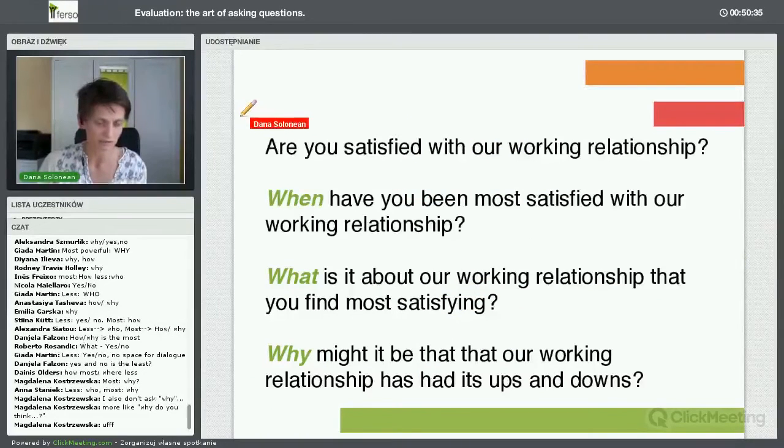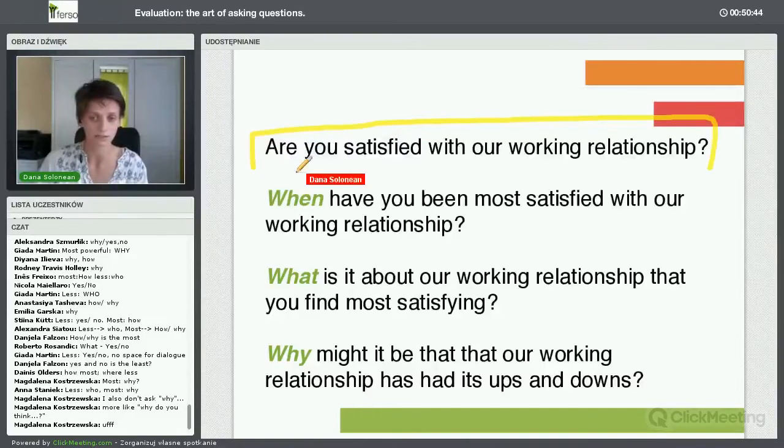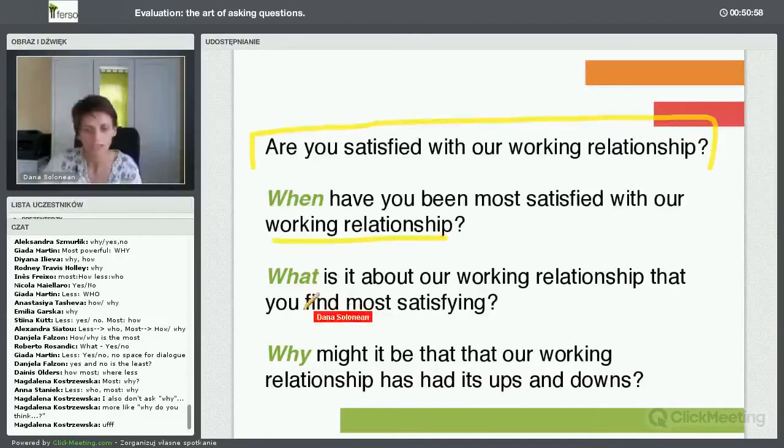So here is how we can build, and this is how I recommend you also to try to build your questions. If you're starting from a yes/no question, are you satisfied with our working relation? Yes. And then you can upgrade it. When, so it's already next level. Have you been most satisfied with our working relation? Then you upgrade it even more. What is about our working relation that you find most satisfying? Yes, so it's already going deeper. You can get a very concrete answer to this question, or you can really go into what is happening in the volunteer's mind.